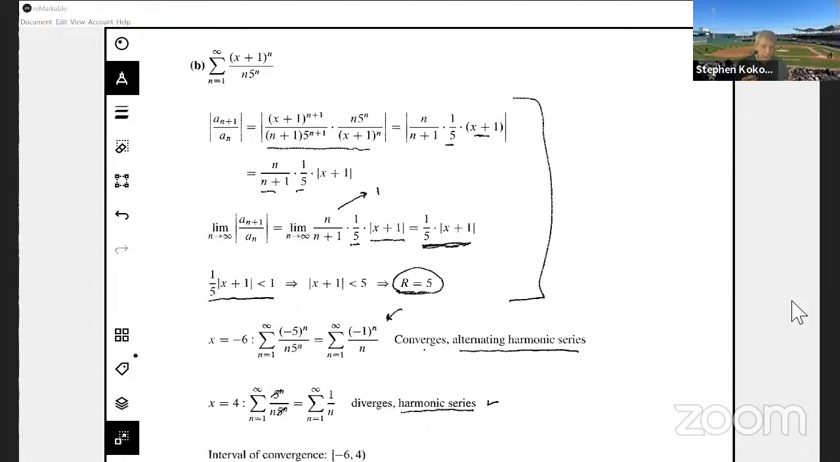And then 1 point usually for checking the 2 endpoints. We usually separate this in the following way: 1 point for checking both the endpoints, and 1 point for correct arguments. So it's not like 1 point for checking x equal -6 and the correct conclusion, and 1 point for x equal 4 and the correct conclusion. It's 1 point for checking both endpoints and 1 point for the correct conclusions. And of course, producing the correct interval of convergence.